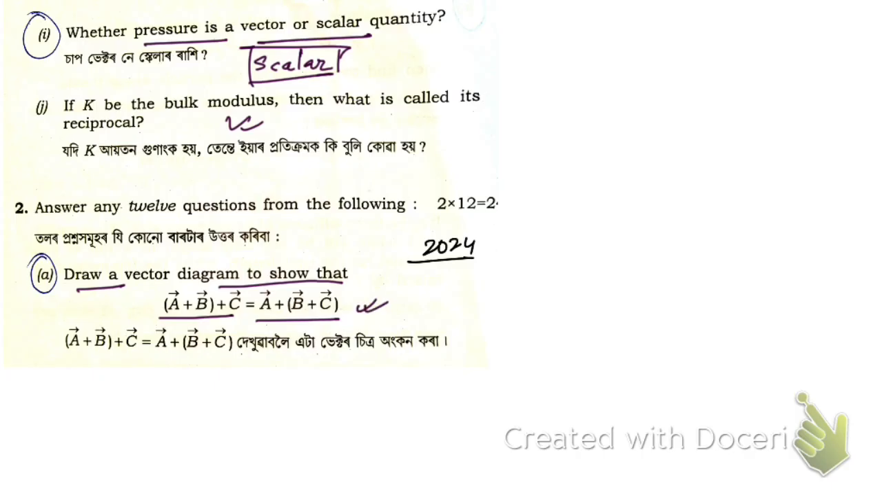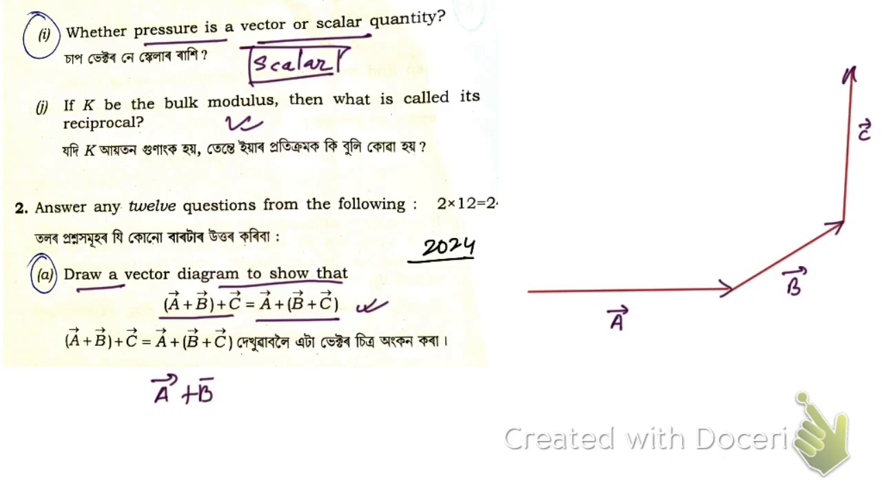So now you see, suppose this is vector A, and this is suppose vector B. Okay, this is vector A, this is vector B, and let me take another vector, this is suppose vector C. Okay, this is suppose vector C. Now first you see the left hand side, A plus B. Okay, A plus B, then plus C.